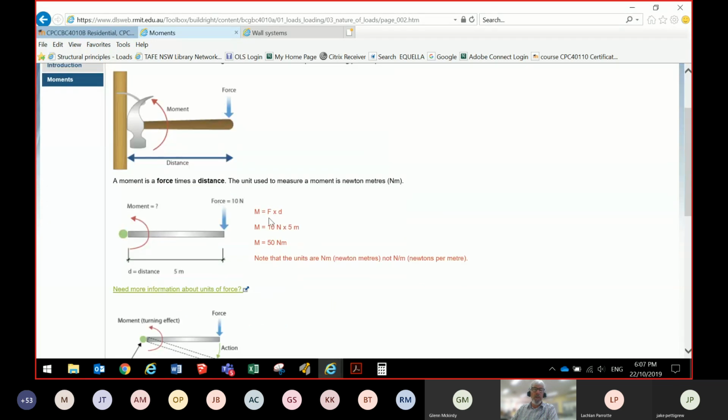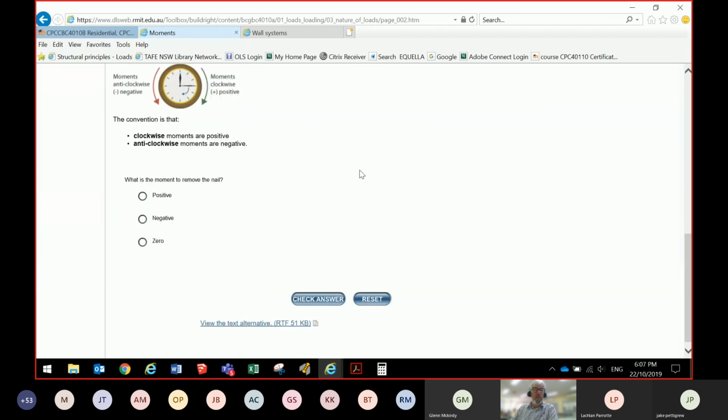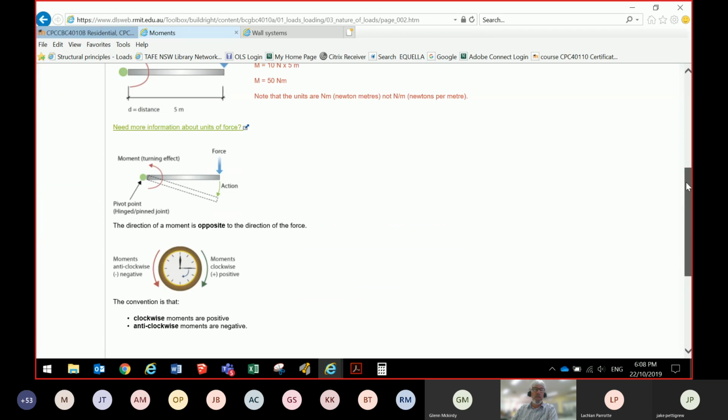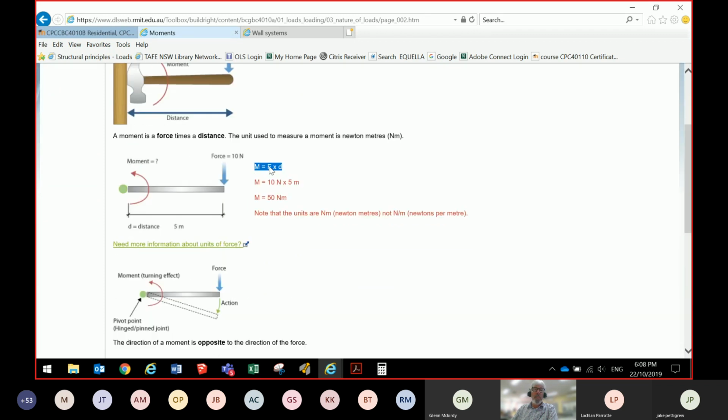So here's the calculation. Oops, I think I can highlight that. So the force times the distance is going to give us the turning moment, or the amount of force that's going to apply on something. Mouse got stuck there, I think. And there's our little formula.